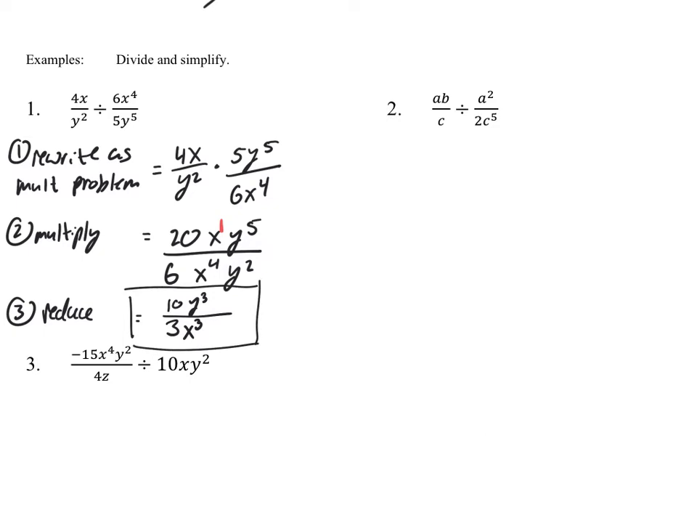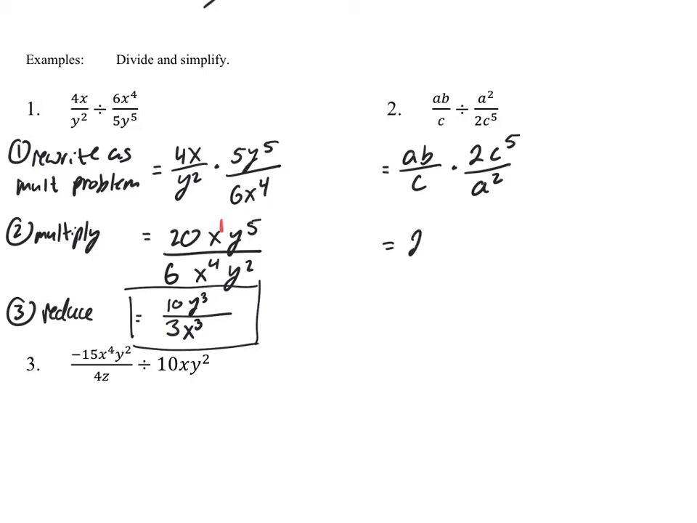So next example, we're going to do the same thing. Rewrite as a multiplication problem: ab over c times 2c to the 5th divided by a squared. We're going to multiply straight across the top, straight across the bottom. And my suggestion is always just put your variables in alphabetical order so things stay organized.